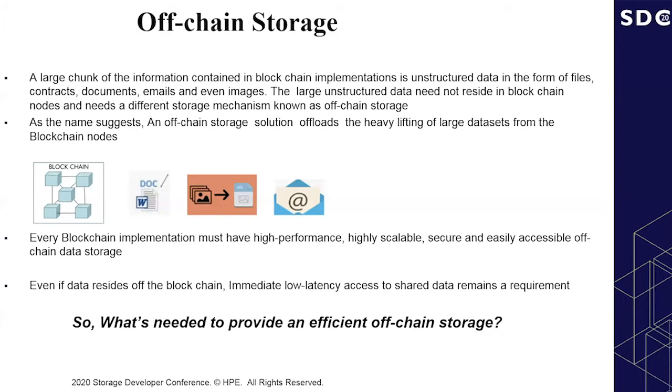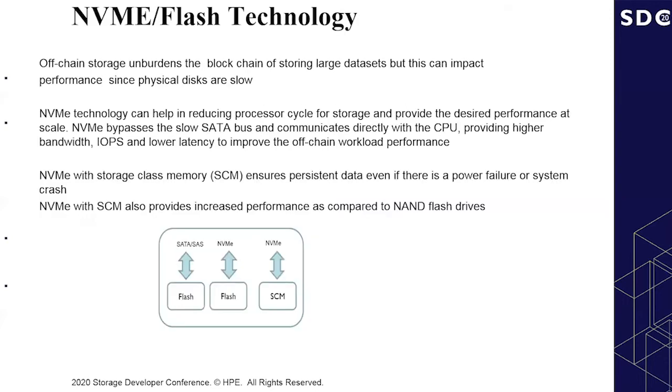So, what's needed to provide this efficient off-chain storage? Well, a few attributes are a desired performance, a scalable storage, and then we should have data protection in place. So let's talk about these off-chain storage attributes in our next few slides, starting with NVMe flash technology.